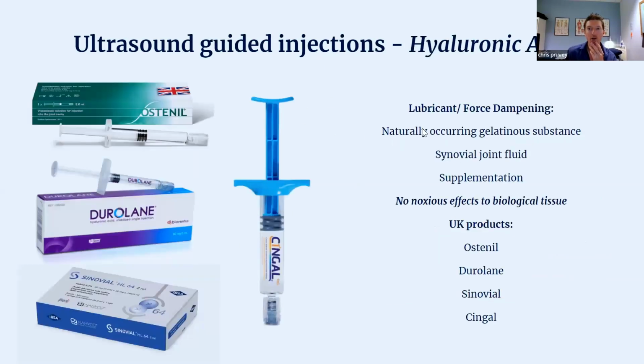In terms of the hyaluronic acid or the sodium hyaluronate injections, as I say, they're a lubricant and force dampening mechanism, really. So we've got this substance in all of our joints and in our tendon sheaths, between our layers of skin and fascia in our body. It helps provide some friction and so on. So we already have this.